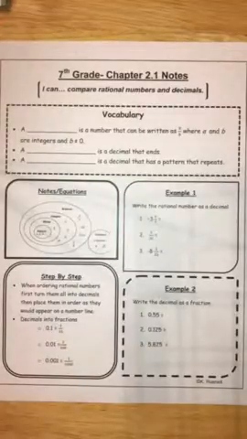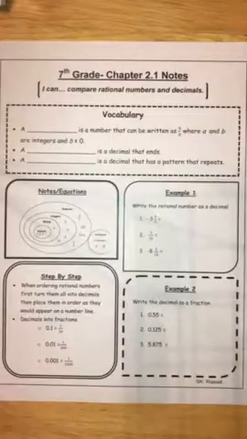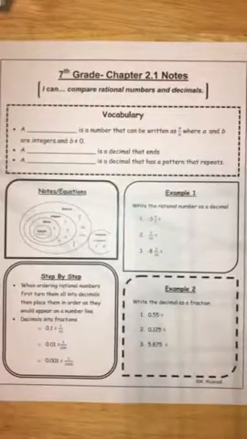You've completely finished Chapter 1, so we are going to move on to Chapter 2 and start our first section. This whole chapter is about rational numbers. We're going to learn a little bit more about that today. So your I can statement for today says that I can compare rational numbers and decimals.